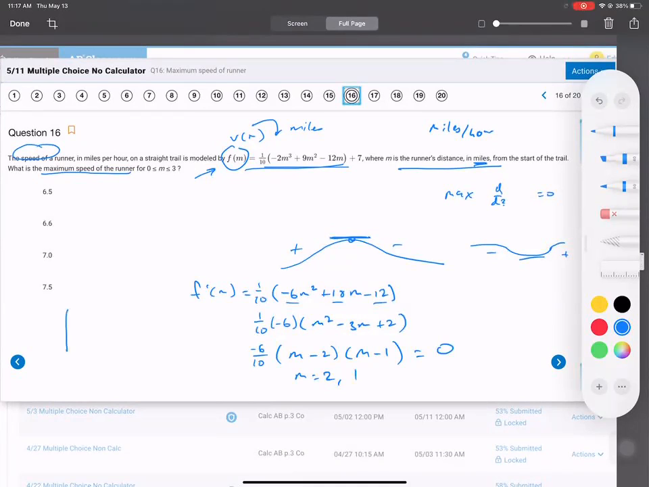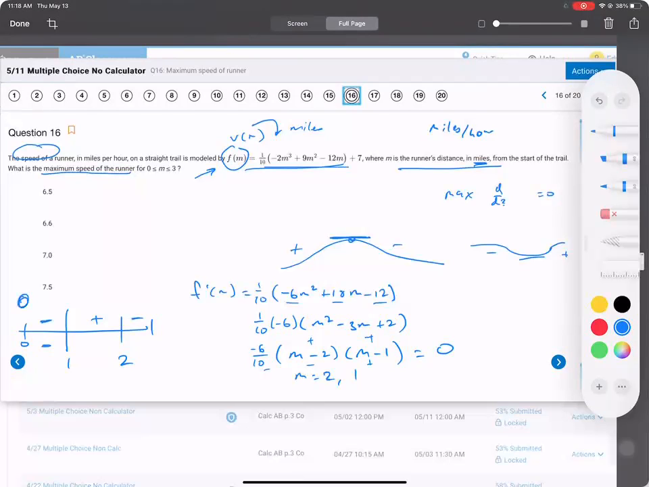If I draw my timeline here, at miles 1 and 2, these are all between 0 and 3. Let's figure out the signs first. If I plug in a number between 0 and 1, the factors will be negative, negative, and negative, giving a negative. Between 1 and 2, it's negative, positive, and negative, which is positive. Greater than 2, it's negative, positive, positive, which stays negative. So I'm looking for maximums.